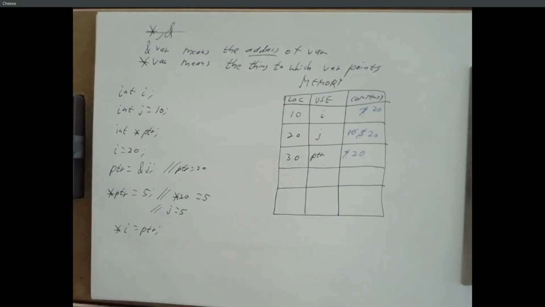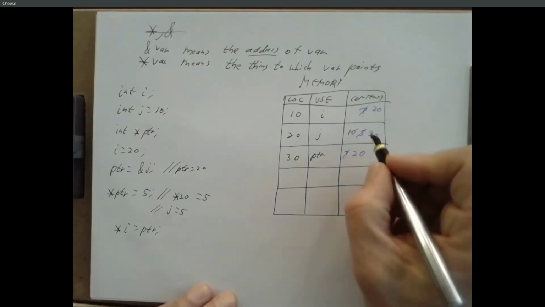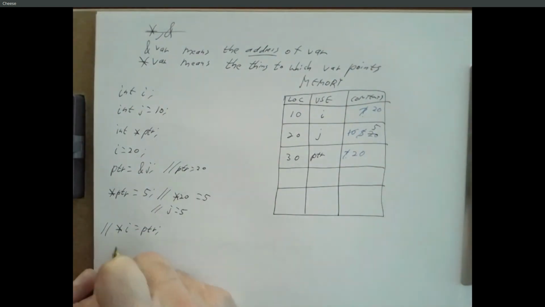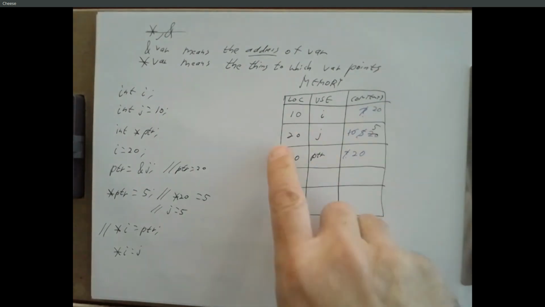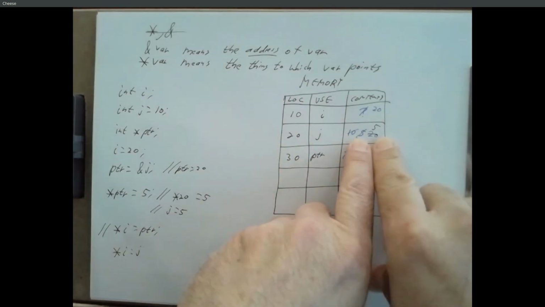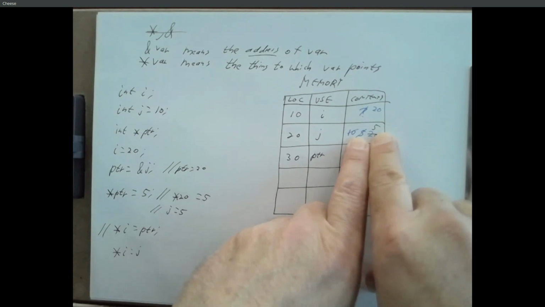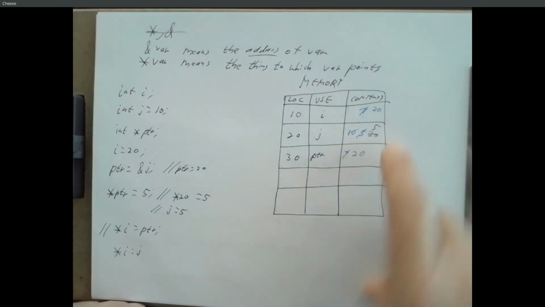Yeah? What if you said star I is equal to J when it used to be equal to 5? So let's go back to 5. Star I equals J. So star I is this box right here, set it equal to j. J is 5, so it's going to write a 5 there. So it won't change the value. All right.